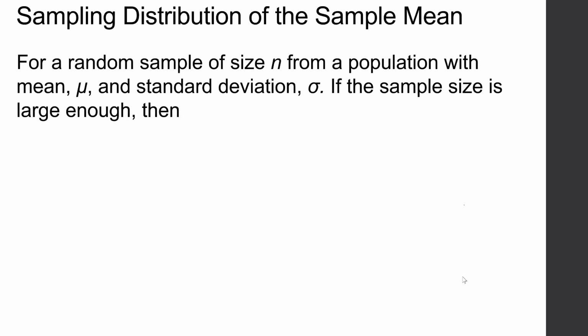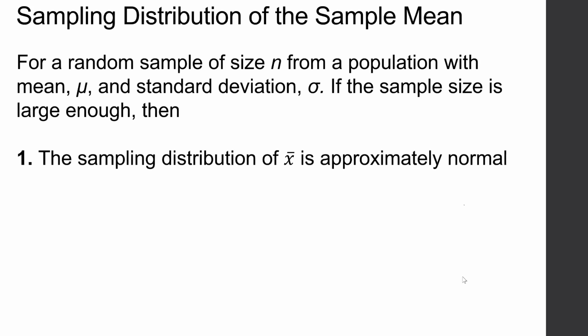All right. Now we're going to talk about how the sample mean would vary from sample to sample. For a random sample of size n from a population with mean mu and standard deviation sigma, if the sample size is large enough, then the sampling distribution of the sample mean is approximately normal. Remember, the central limit theorem says that as long as we have a large enough sample size, which lots of textbooks say about 30 is the cutoff for, then the sampling distribution of that statistic is approximately normal.